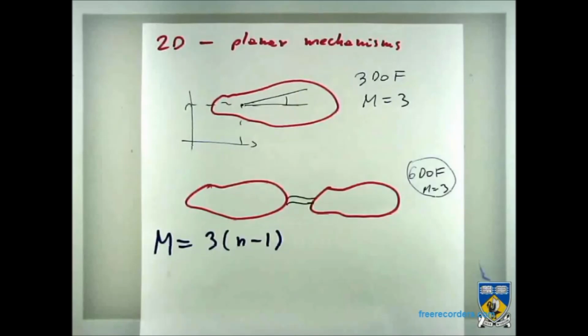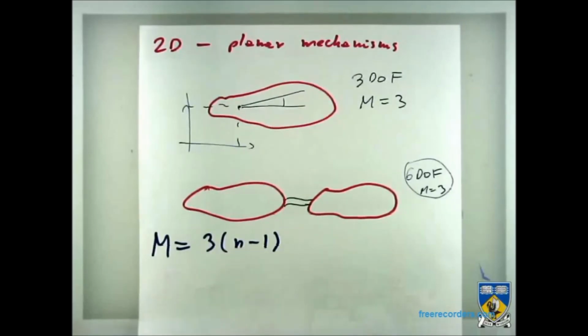N is the number of links. Okay? Why n minus 1? Why not 3n, but 3n minus 1? Because the convention is to assign number 1 to the ground. So link 1 is the ground, and ground doesn't move. Okay? So when we have n links, n minus 1 links will be moving, because link number 1 will be ground. Okay? So this is the number of degrees of freedom of n unconnected or disconnected links, out of which 1 is the ground.